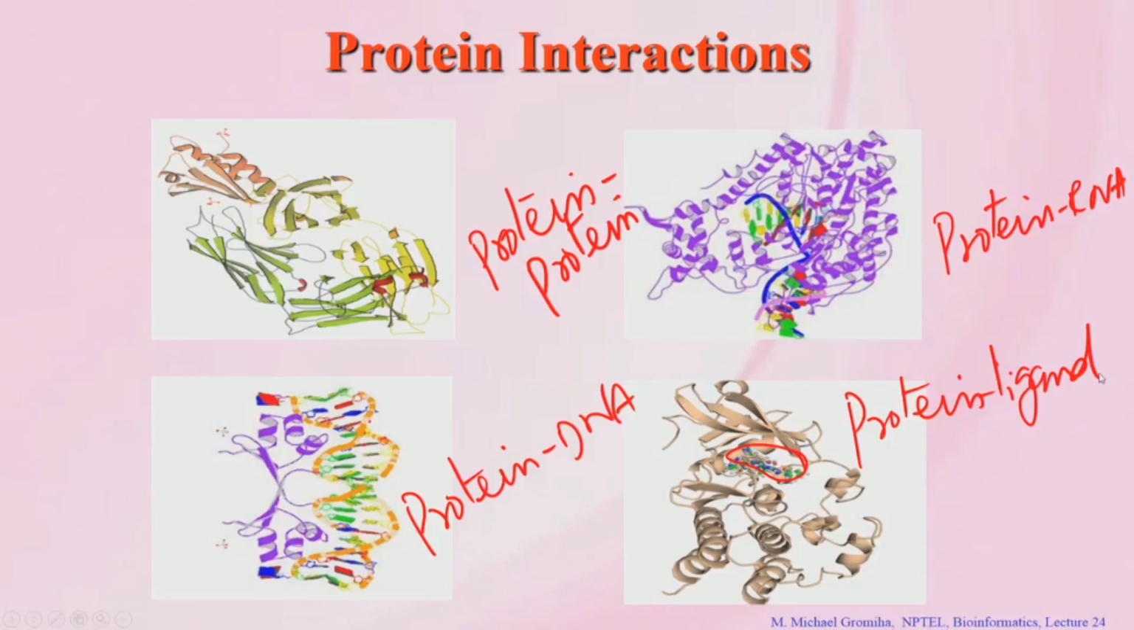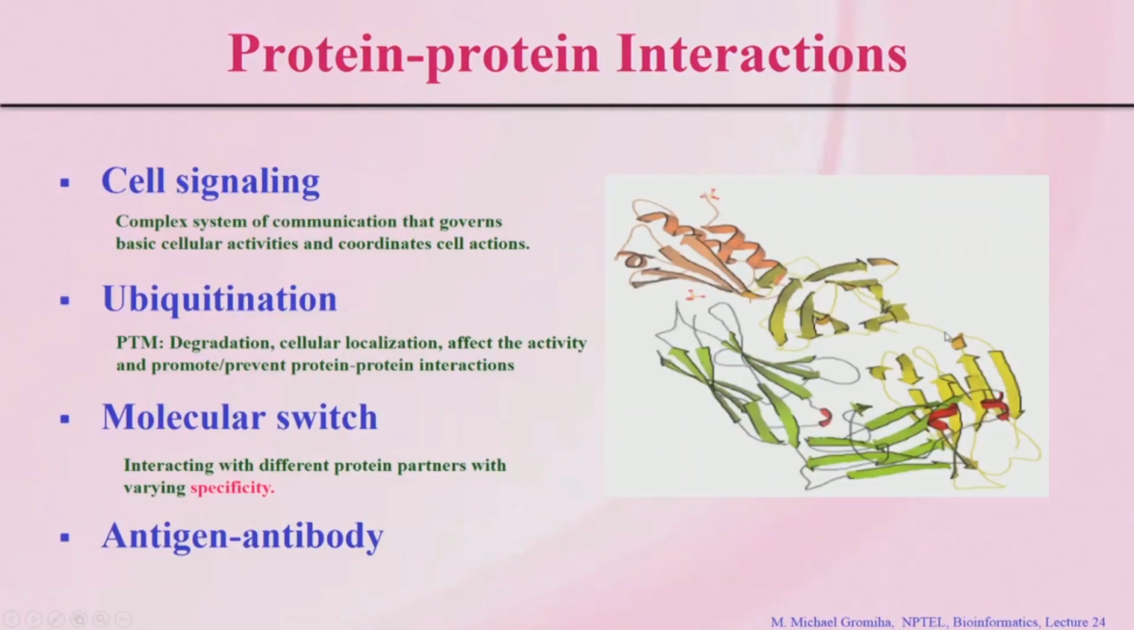These interactions are important for various cellular processes. For example, protein interactions are involved in processes such as cell signaling. This is a complex system of communication which governs basic cellular activities as well as coordinating cellular actions. Ubiquitination is a post translational modification, and this also affects the activity and promotes or prevents the formation of these protein interactions.